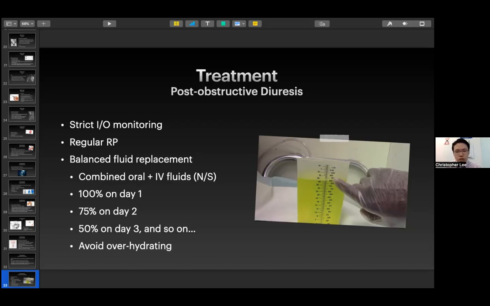So the aim is to allow time for the patient to recover while replacing the excess fluid lost in the urine. Okay. You should also avoid overhydrating the patient, because if you overhydrate, for example, if you give 100% replacement every day, you would prolong the process of the post-obstructive diuresis actually.